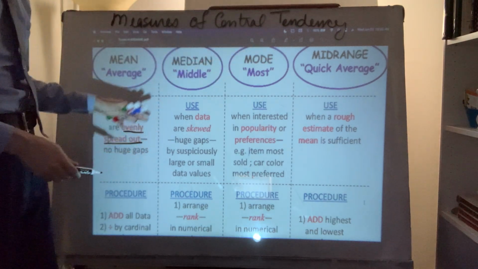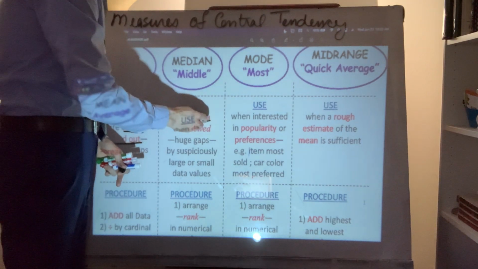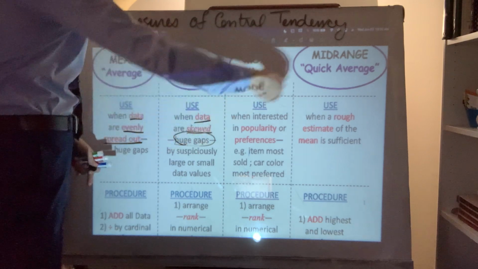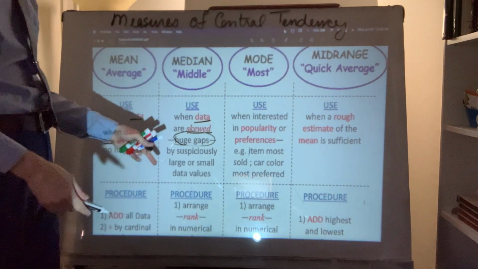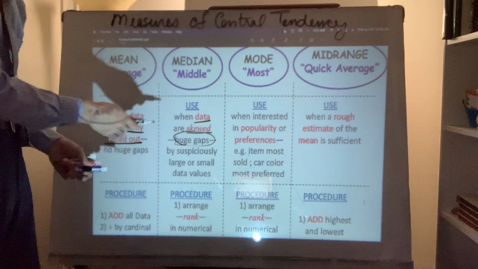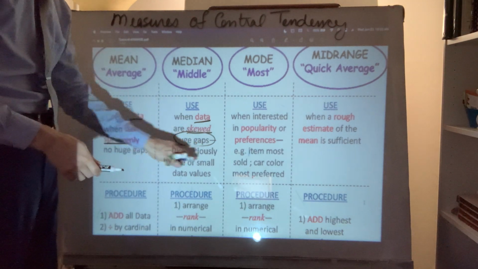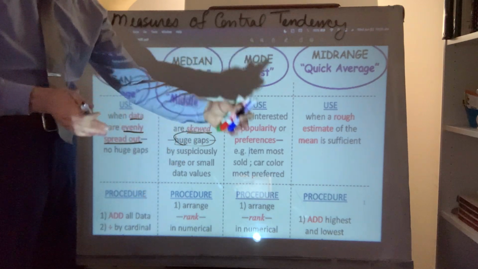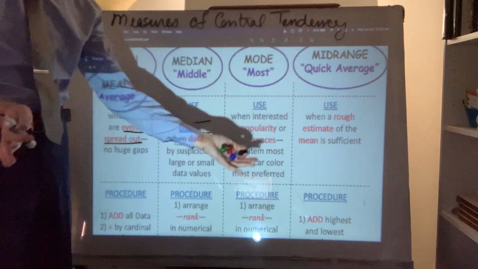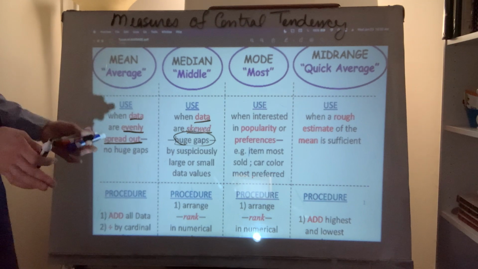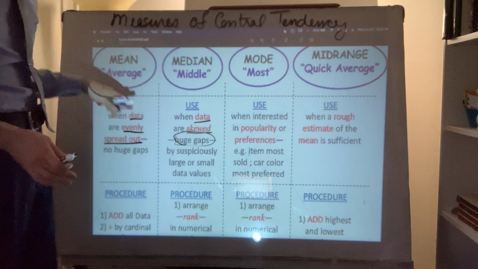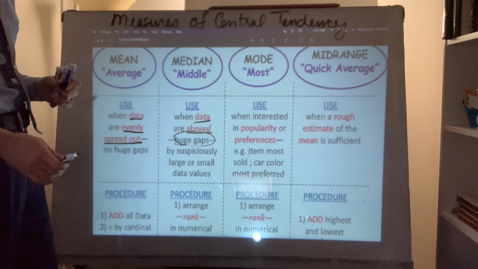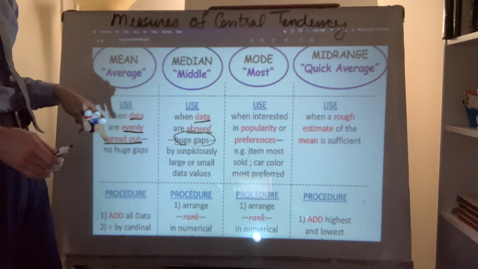Median, on the other hand, is appropriate when data is skewed, right? When there is, in fact, a huge gap one way or another, right? Perhaps the data is stretched by some suspiciously large or small data value. Like I said, imagine a bunch of numbers really close together, 1, 2, 3, 4, 5, and then on the end it's 99, all right? That's weird, all right? So, a more reliable average would be the median, perhaps, right, to give you an idea of what the middle ought to be, a feel for that.